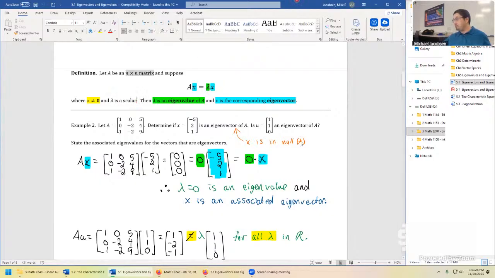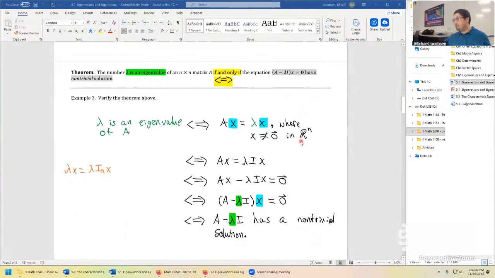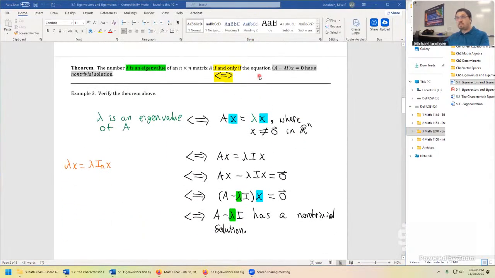Then coming down below, we had this concept. If you took that original equation and just rearranged it, you would say that lambda is an eigenvalue of an n by n matrix A if and only if (A minus lambda I) times x has a non-trivial solution. That non-trivial solution is the x not zero, the eigenvector that we mentioned before.